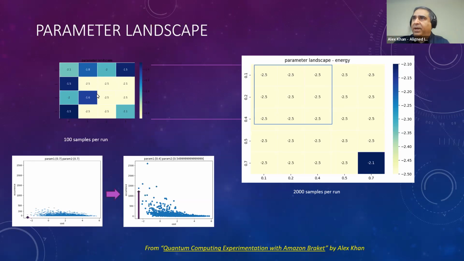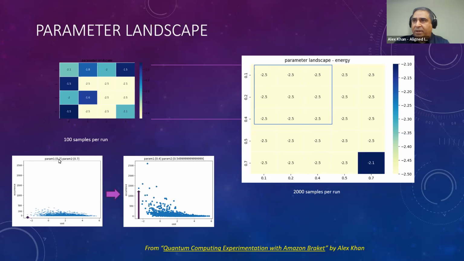So this is what I'm showing over here, that I sample the parameter landscape. And so there's basically two parameters. One is the problem parameter, one is the mixer parameter. So you can see over here the 0.1 to 0.7, that's one of the parameters, and then 0.1 to 0.7 is the other parameter. So in this case, it's not a very complicated problem. And I'm finding the minimum energy of the function at minus 2.5, which is actually the minimum of that function. So pretty much any parameter gives the minimum because I'm sampling 2000 times, not a complicated problem for these systems.